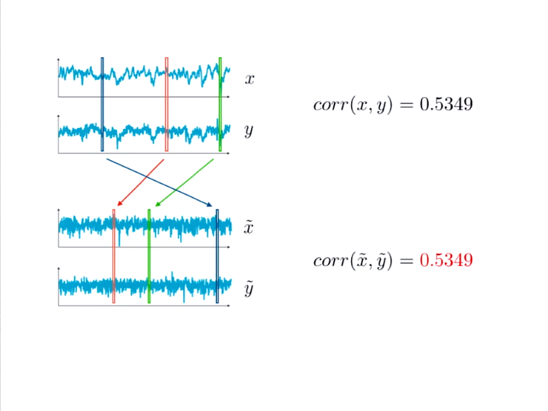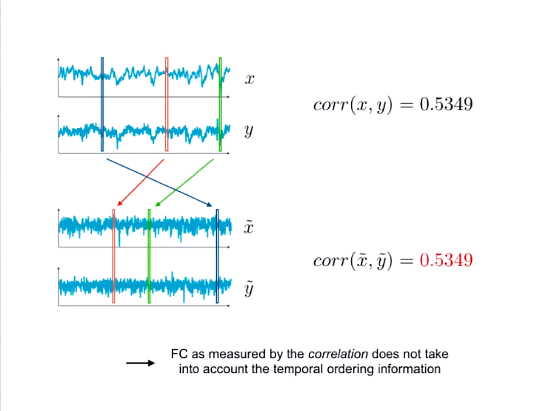And there is nothing very mathematically involved here, but whatever the shuffling, it's easy to show that you will always get the same value of the correlation. And that's actually very important, because it means that in the original fMRI or EEG time series, you have temporal ordering information that you put to the trash if you use the correlation as a measure of functional connectivity.